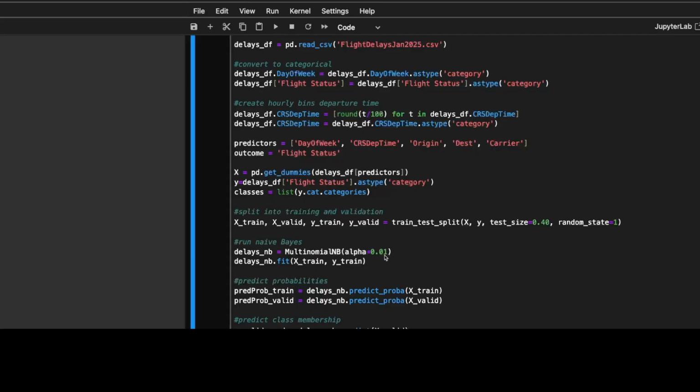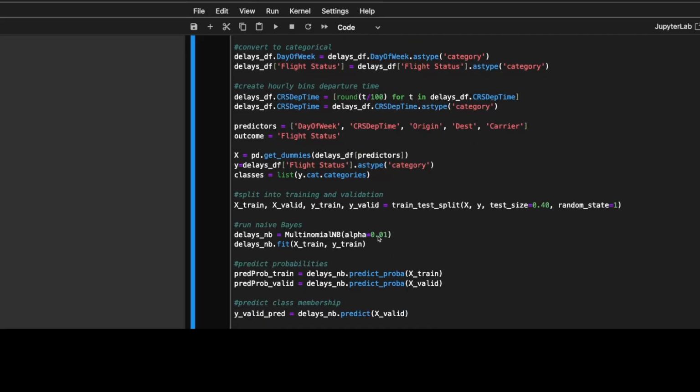Alpha parameter is for Laplace smoothing, also called additive smoothing. Now why smoothing? Imagine a category that never appears in delayed flights during training. Without smoothing, its probability would be 0, and any flight with that category would have 0 probability of being delayed, no matter what other features suggest. Smoothing adds a small count to every category, preventing 0 probabilities. Now alpha equals 0.01 is a small smoothing value, meaning we trust the data but protect against zeros. So that's what we are doing here.